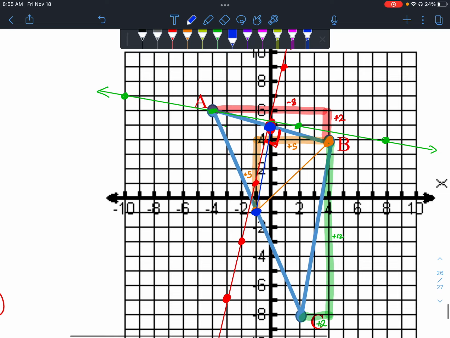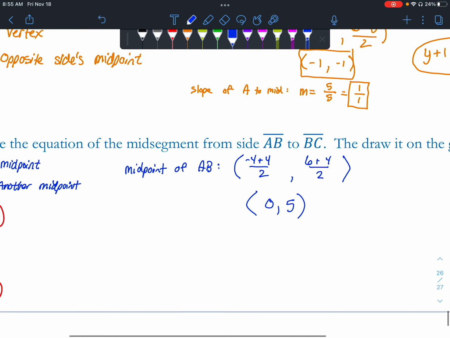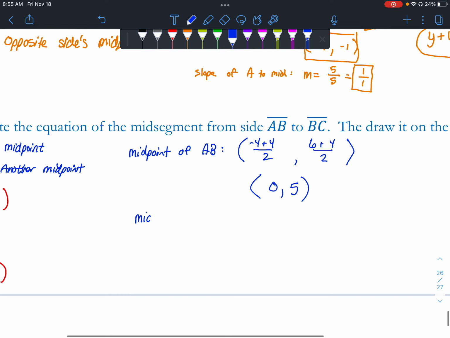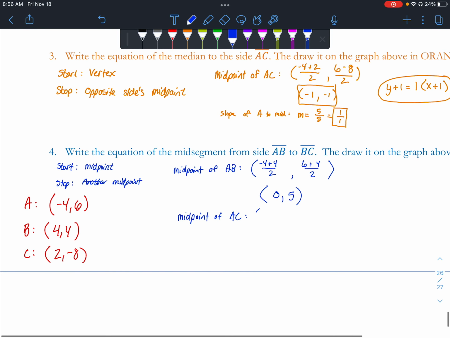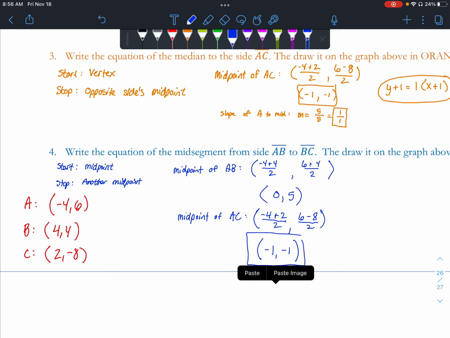Now let's find the midpoint of AC so we can calculate that again. Technically, we did that right above, but I'm just going to redo the math for you. You have negative 4 for the x, you have positive 2 for the x, divided by 2. You have 6 and negative 8 for your y's, divided by 2. You once again get negative 1, negative 1 for this midpoint. So we now have two midpoints.